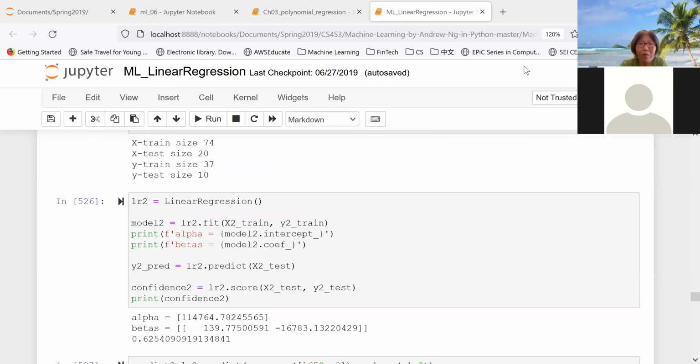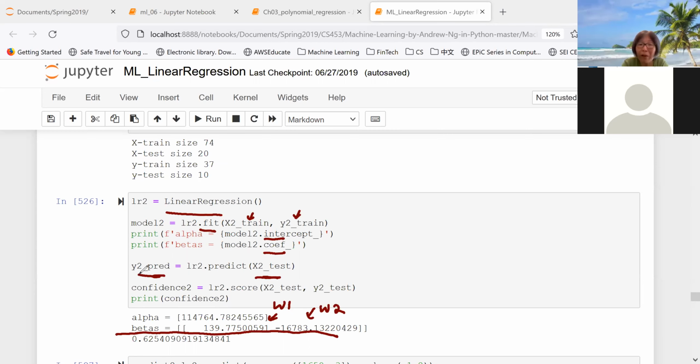And then you just call the linear regression to create the model. Then you call the fit to plug in the training data. And then you can collect the intercept and the coefficient. For the coefficient, in this case, because we have two features, you are going to have two weights, W1 and W2, okay? And after that, you can use the testing data to do the prediction.